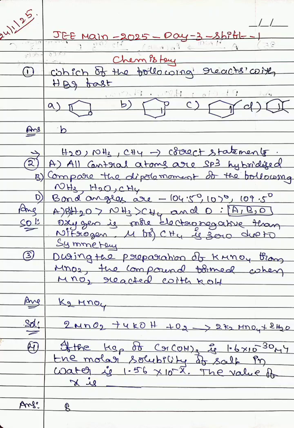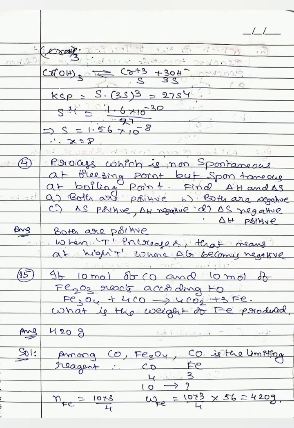Next question, if the Ksp of Cr(OH)3 is 1.6 × 10^-30, they are asking for the molar solubility of the salt in water. They have given the solubility as 1.56 × 10^-x and they are asking us to calculate the x value. Here is the solution where we got the x value as 8. Let's move to the fifth one.